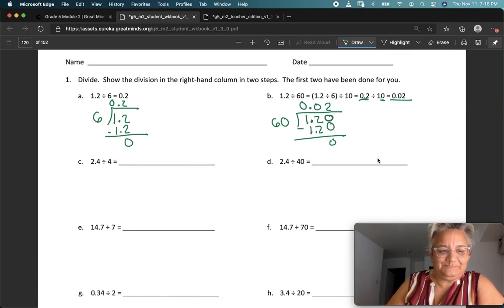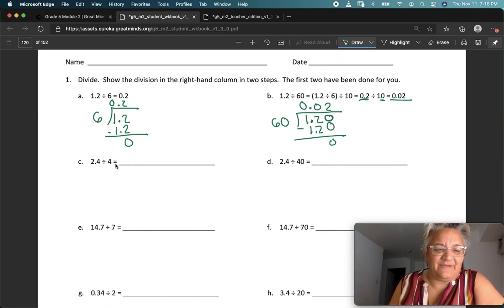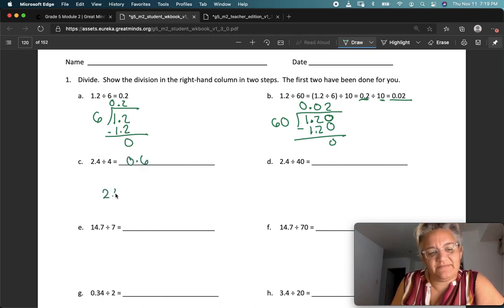So let's try this one. 2 4/10 divided by 4. Well, you know that 24 divided by 4 is 6. So 2 4/10 divided by 4 must be 6/10. Okay, and I can show that to you in long division if you'd like. Right? 4 goes into 2 0 times. 4 goes into 2.4 6/10 6 times, right? And then I have 0.